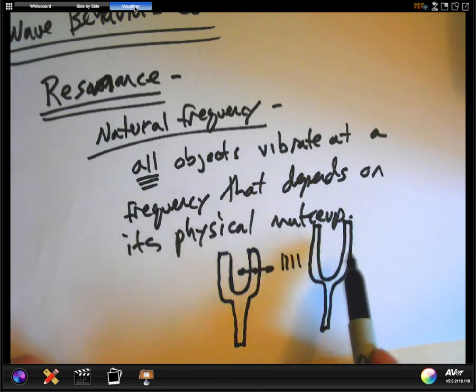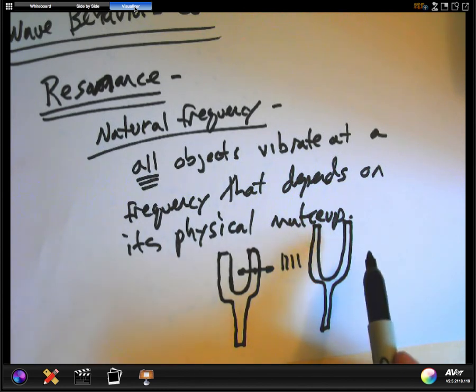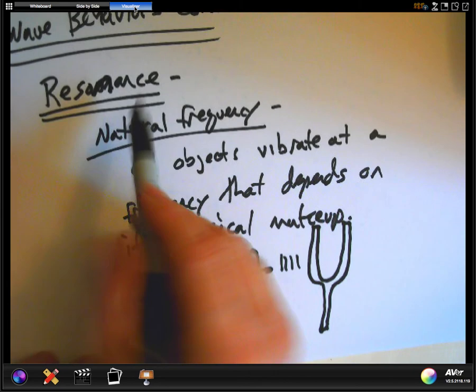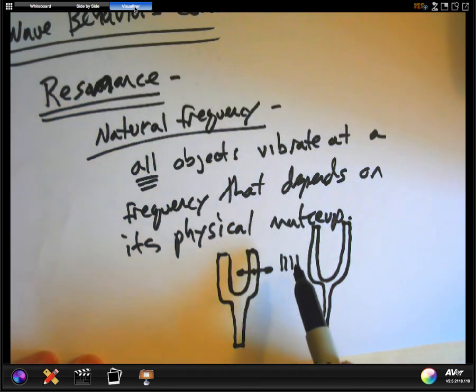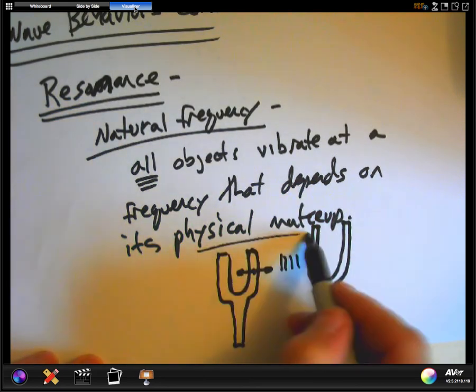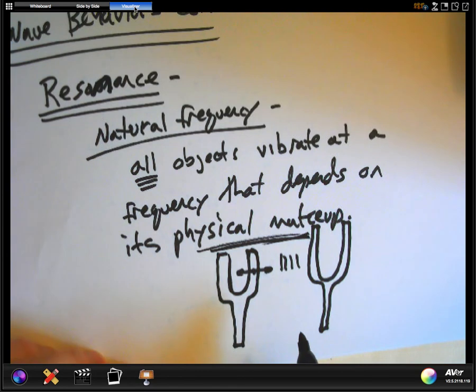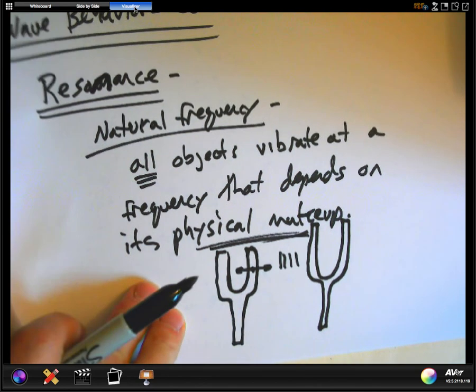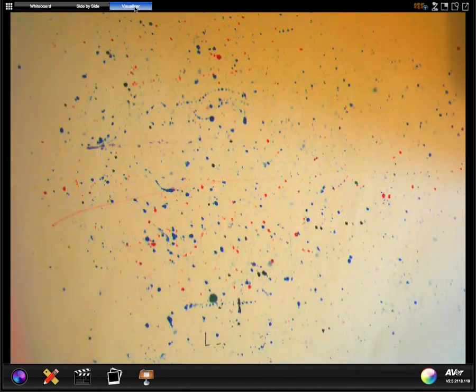So even when we can't hear it, it's still shaking. It has some sort of energy. It's got some temperature. But if we disturb it, we can make it shake a little bit bigger, and so we can maybe see it, or in the case of the tuning forks, actually hear it. So that's the first bit of resonance. Everything oscillates at its own natural frequency, which depends on the physical makeup. So what's resonance? Well, resonance occurs when you hit an object at the same frequency as its natural frequency.